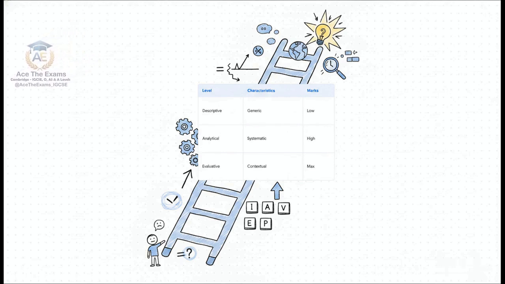Next step up is the analytical level. Characteristics here include systematic processing, very clear working, and actually using the IEVP framework. This yields high marks. Honestly, you'll get a solid B or an A right here. But right at the very top is the evaluative level. The characteristics of an evaluative student: they question assumptions, they identify the limitations of a model, they offer alternative interpretations, and every single answer is fully context-linked. This is what yields maximum top-in-the-world marks.